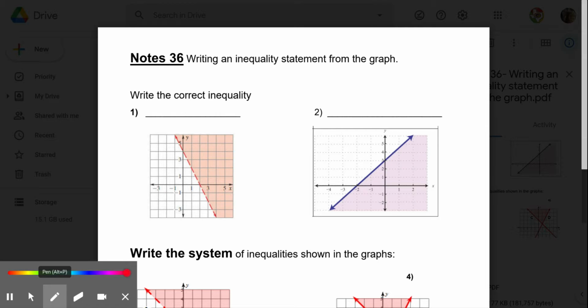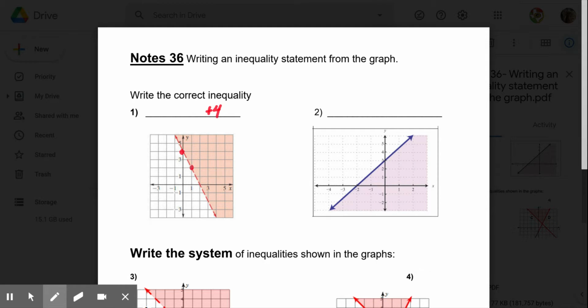We're going to write an inequality statement from various graphs. Number 1 says write the correct inequality. First of all, I like to identify the y-intercept. The y-intercept there is a positive 4, so we're going to put that here at the end. And then our slope is going to be negative.